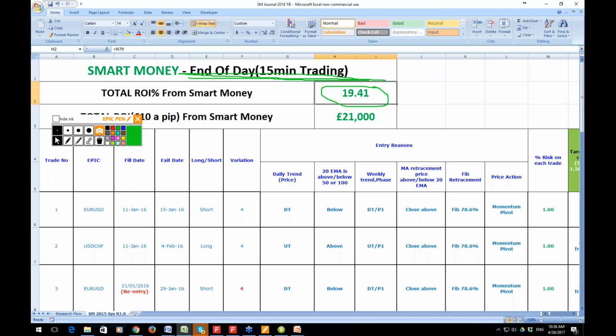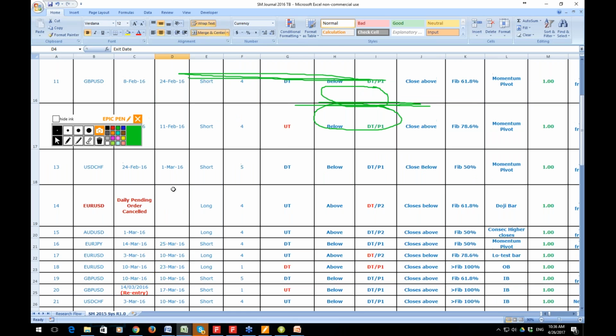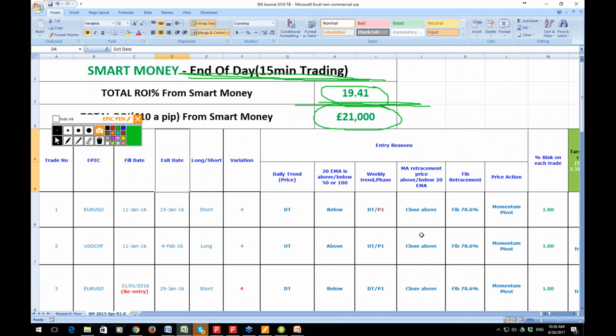Good. So that's the smart money. Let me just quickly go through that. As I told you, that's an end of day strategy. £10 a pip makes you £21,000, 19.41% on a percentage risk management. Very good, because even property investments only make about 5 to 8% a year. And finally, we've got all the trade by trade breakdown over here.